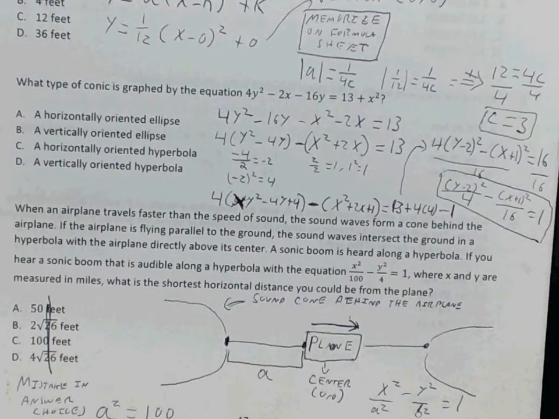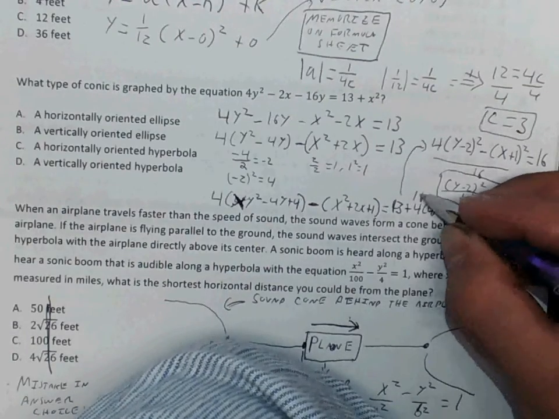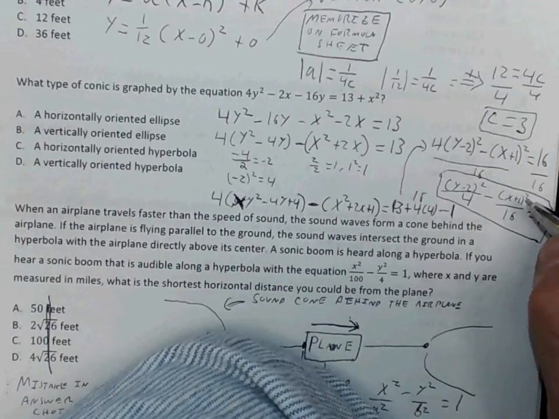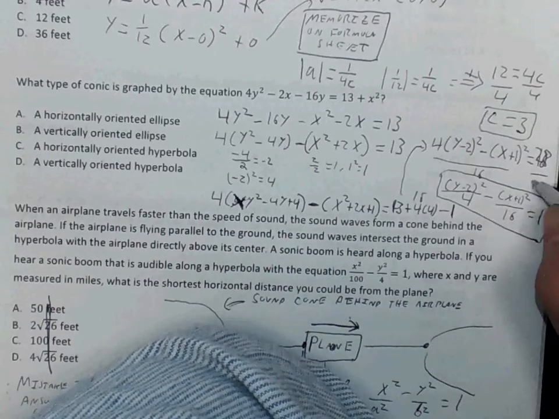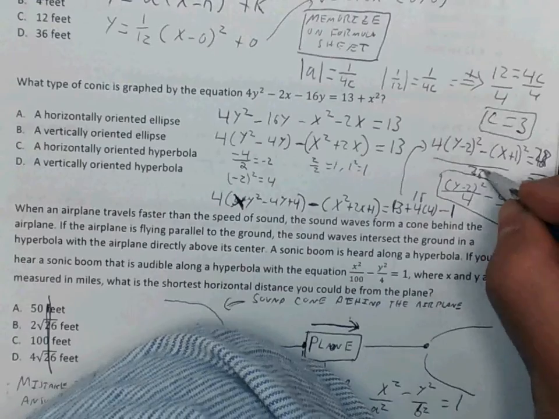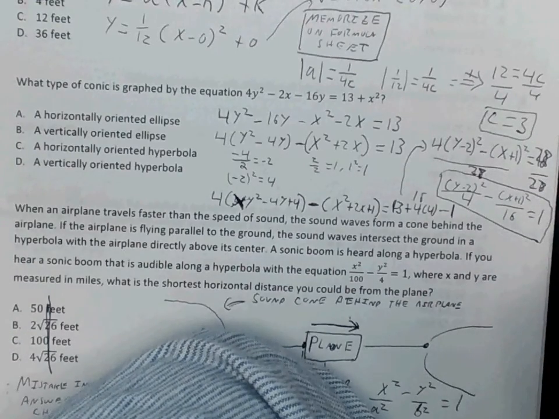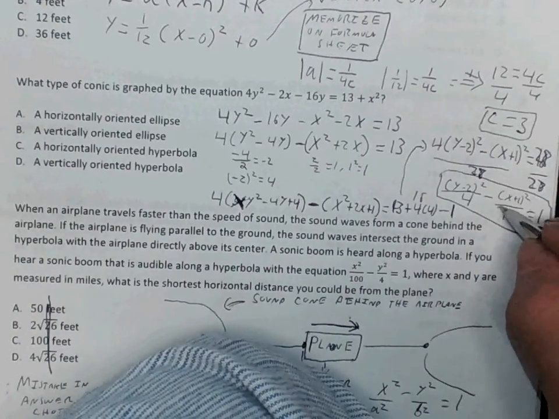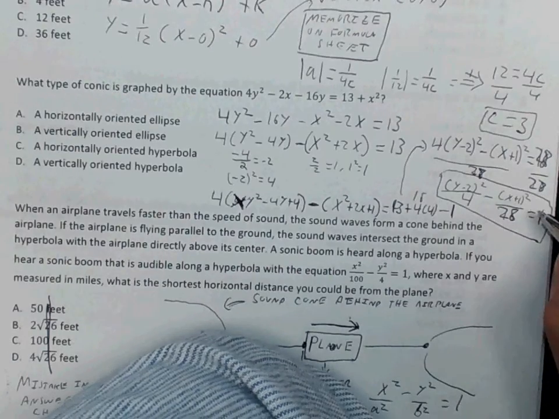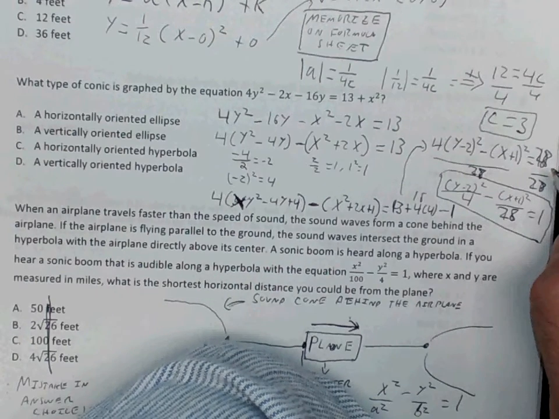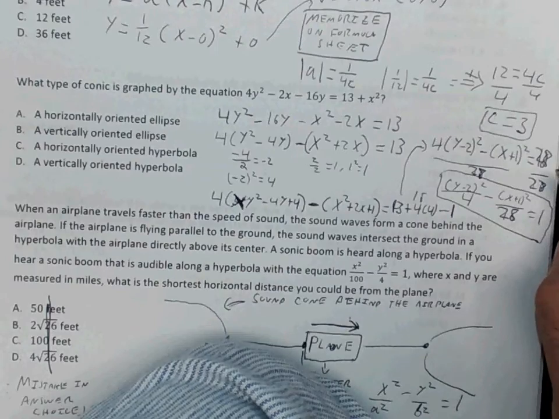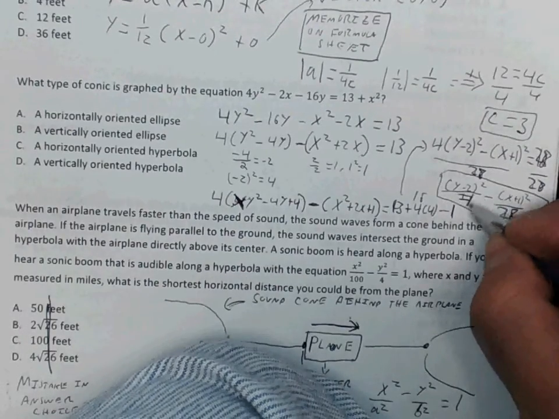Oh, 13, yes, right. 4 times 4 is 16. 13 plus 16 is 29, minus 1, so that's 28. So you divide each side by 28. So this is going to be 28, and that's going to be 4y squared. So 4 divided by 28 is going to be 1 over 7.